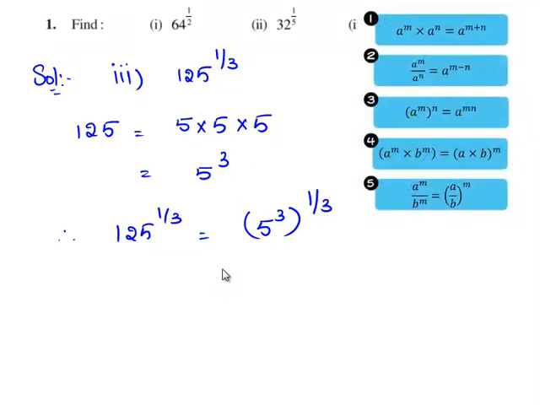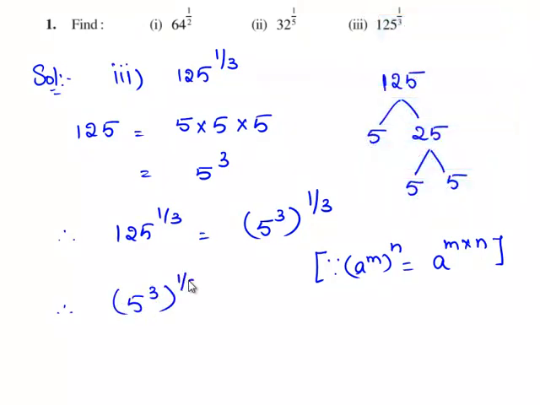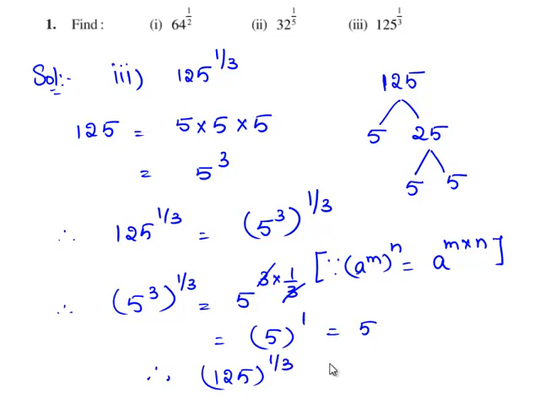As we know, if a power is raised to a power, we need to multiply the exponents, since a power m whole power n can be written as a power m times n. Therefore, 5 raised to the power of 3 whole raised to the power of 1 by 3 is equal to 5 raised to the power of 3 times 1 by 3. Here the common factor 3 gets cancelled and we are remained with 5 whole power 1, which is equal to 5. Therefore, 125 whole raised to the power of 1 by 3 is equal to 5.